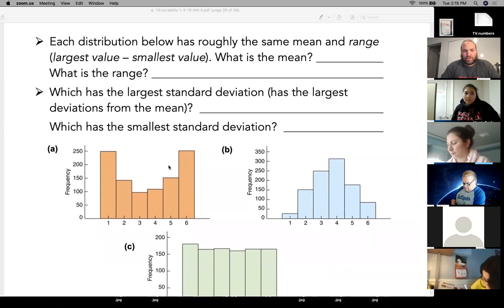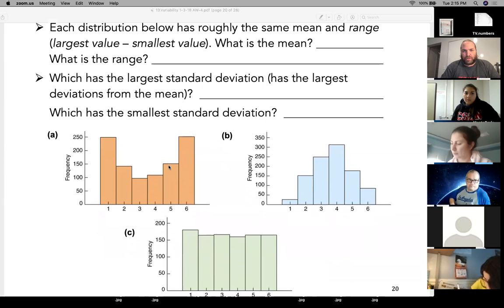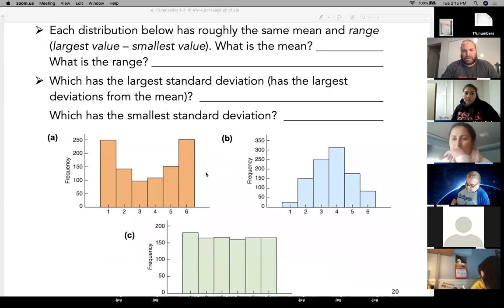So here are three distributions, A, B, and C. Each distribution below has roughly the same mean and range. Remember what the range is, largest minus smallest. So 6 minus 1, 6 minus 1, 6 minus 1. They all have roughly the same mean. The mean is the center, the balance point, if you were to try to tip it. So they all have roughly the same center. By the way, what is the mean?